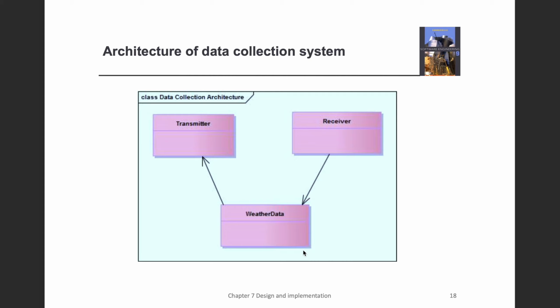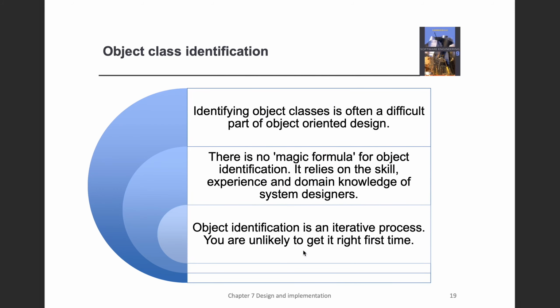So the weather station is picking the weather data and transmitting it to the weather information system when the request is sent. The request comes in the form of a receiver, and then the transmission is also sent to the weather information system. So we also look at object classification, class identification.